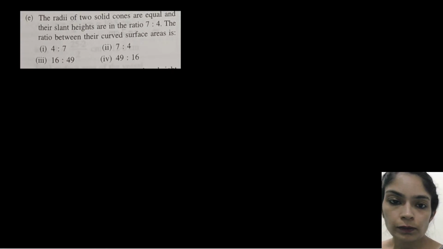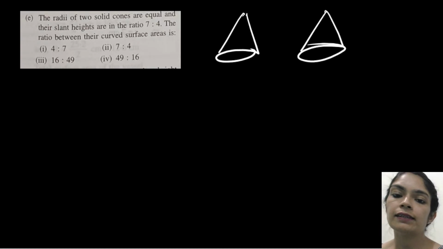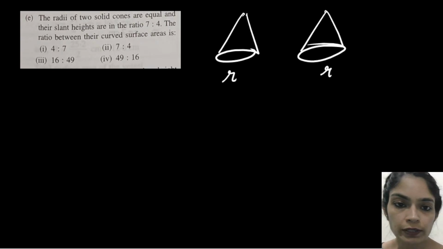Okay, let's do this one. The radii of two solid cones are equal. So two cones are there. Suppose this is one cone and this is another cone. Their radius is the same. If the radius of this is r, the other one's radius is also r, because they have mentioned the radii of the two solid cones are equal.